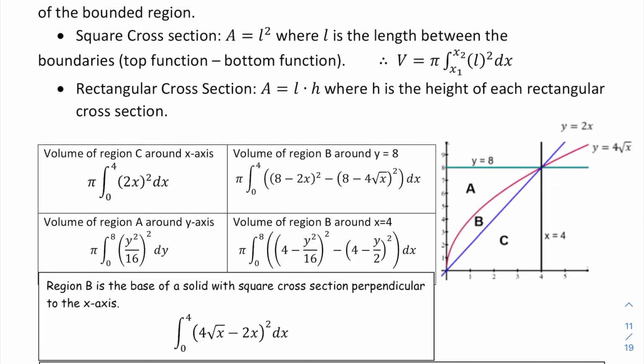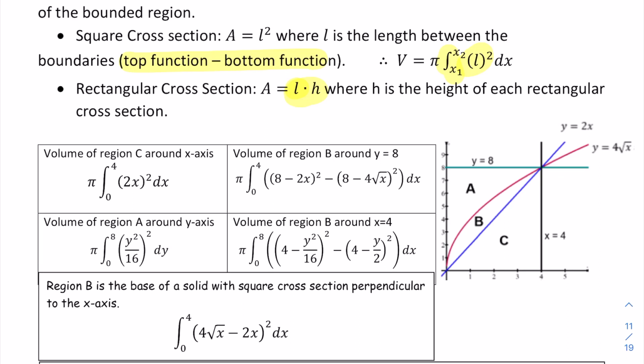You might have a square cross section, where the area of a square is just L squared. That length is typically bounded by two functions, so it's typically going to be the top function minus the bottom function. Again, that area of the square is integrated over some interval. You might also have a rectangular cross section, which would use that same length but this time define a particular height. So you'll have the integral of the L of x function times the h of x function. But remember, don't square that L in this case.